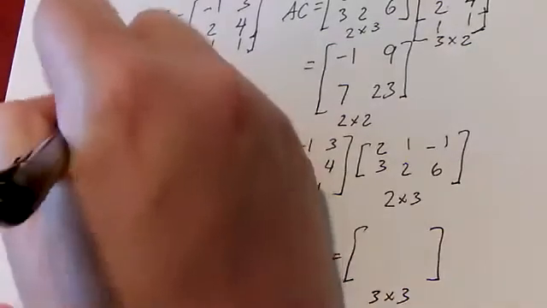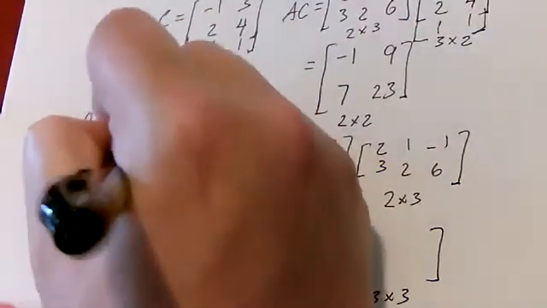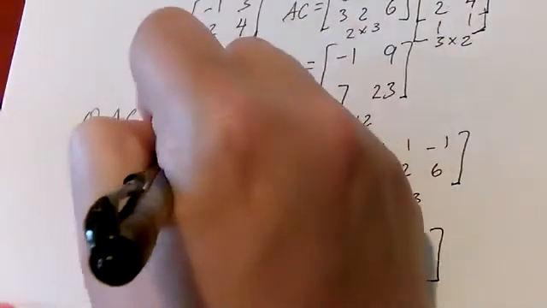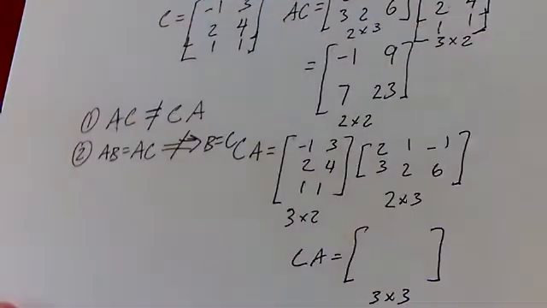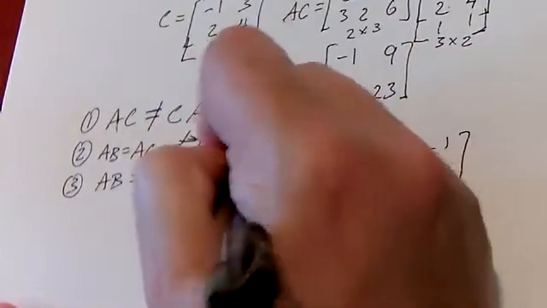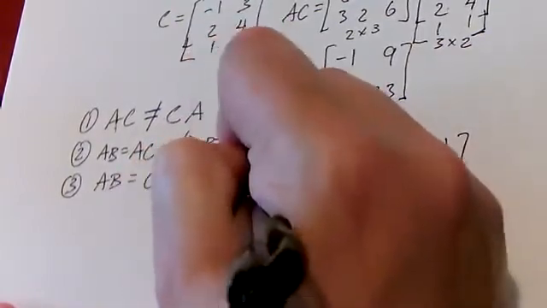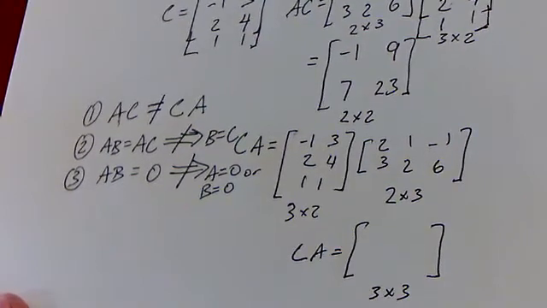Now, as a consequence of that idea, if I do have that AB is equal to AC, I cannot say that B is equal to C. Okay, that does not give me that idea. Okay, another consequence here is I could have free variables involved. So if I have that AB is equal to 0, that does not guarantee me that A equals 0 or B equals 0. Okay, not a guarantee at all in matrix multiplication.